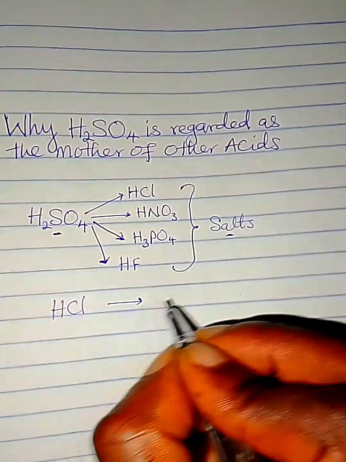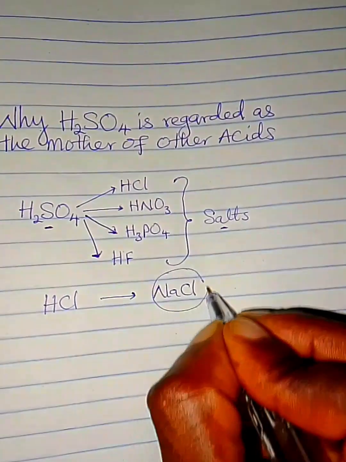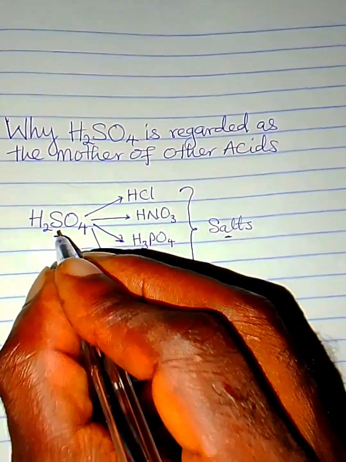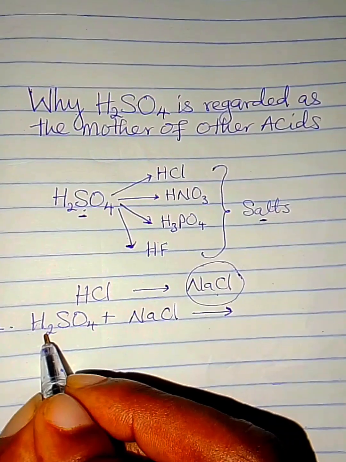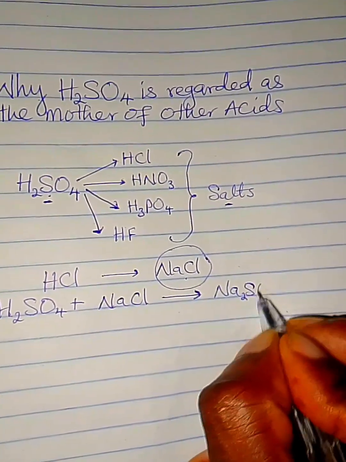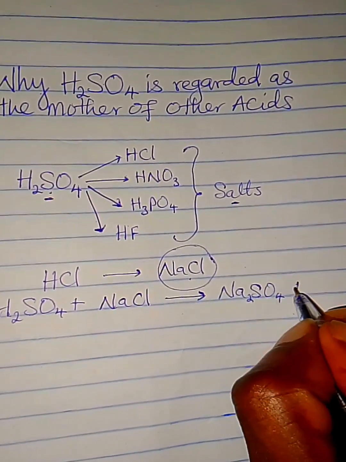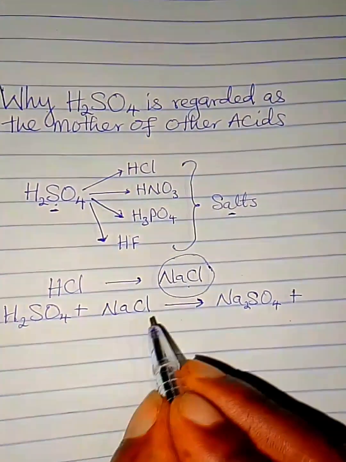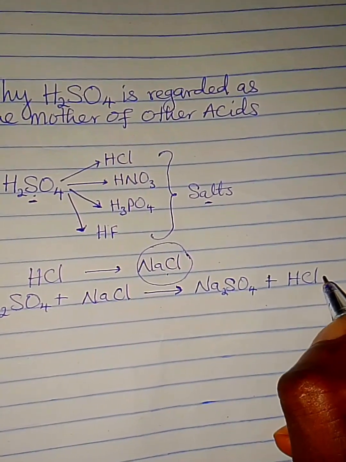For instance, let's take the salt of hydrochloric acid, like sodium chloride. Let us now react sodium chloride with tetraoxosulphate 6 acid. What happens is that sodium ion from sodium chloride will displace hydrogen from the acid, and we have a new salt known as sodium tetraoxosulphate 6. And then the hydrogen ion from tetraoxosulphate 6 acid will combine with chlorine in sodium chloride to form hydrochloric acid.